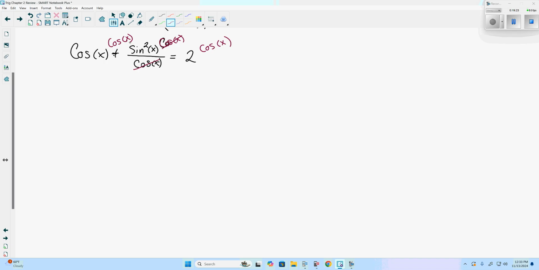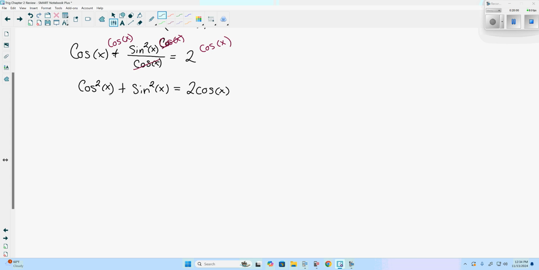Now the middle term ends up getting a little bit nicer since cosine of x canceled. We're left with sine squared. On the right-hand side, we now have 2 times cosine of x, which is 2 cosine of x. We do have one other term. It's our cosine of x times cosine of x, which gives us cosine squared of x plus sine squared of x is equal to 2 cosine of x.